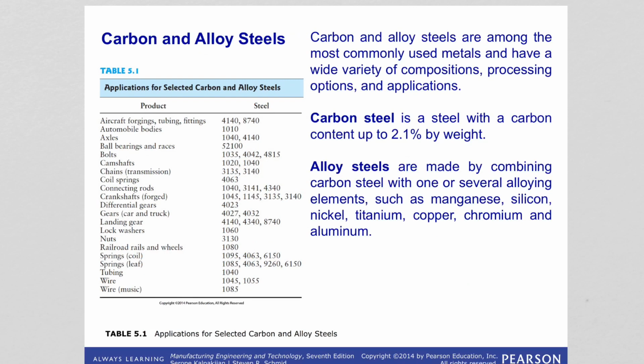And of course we are seeing that carbon and alloy steels are used for aircraft construction and automobile bodies. A lot of things you guys can see: bolts and bearings and connecting rods and springs, gears, landing gears and nuts, railroad rails, wheels, springs, we said, tubing, wire, etc. A lot of applications.